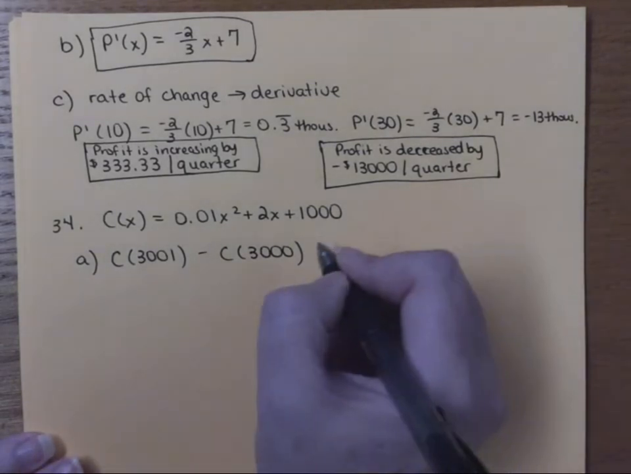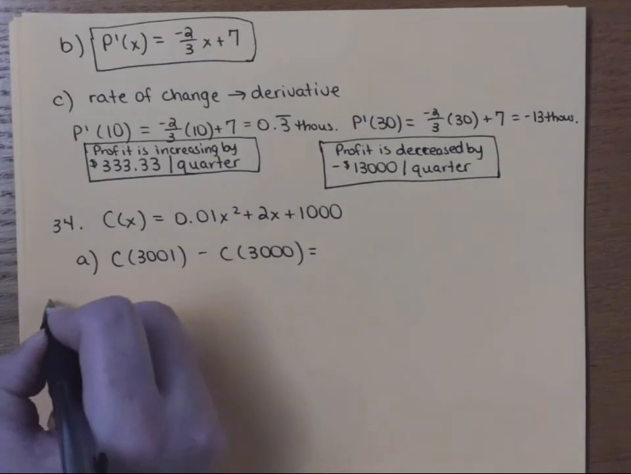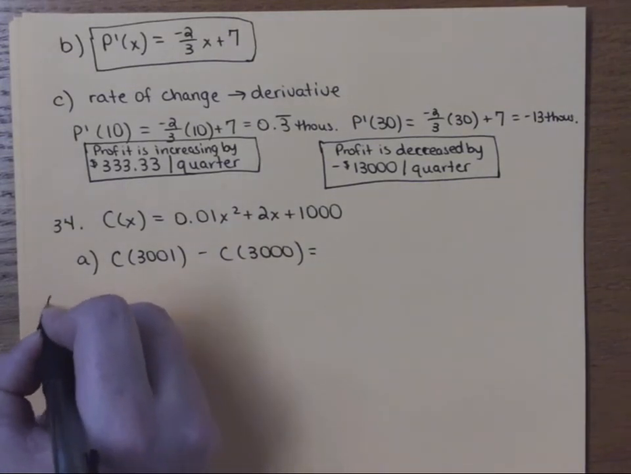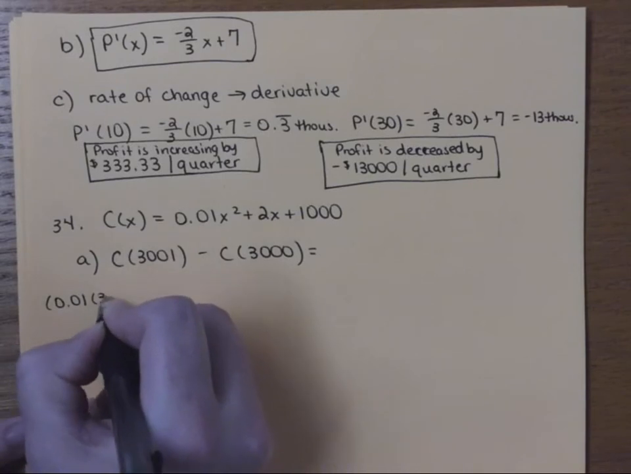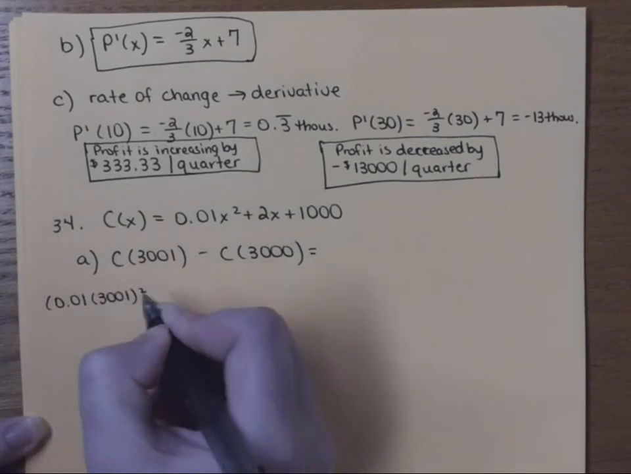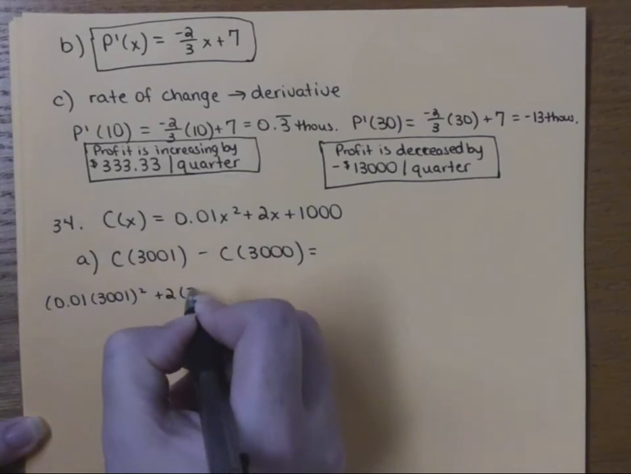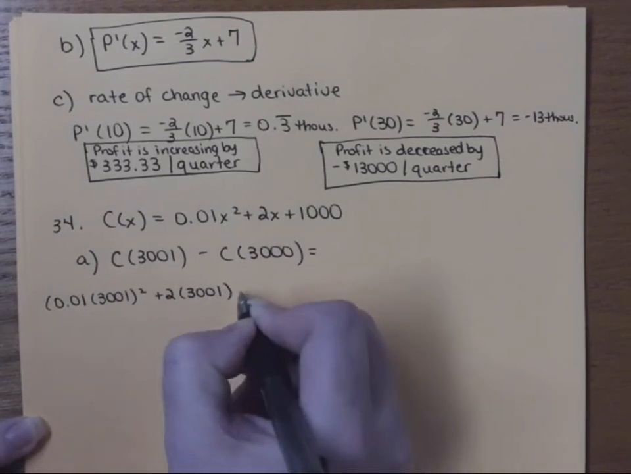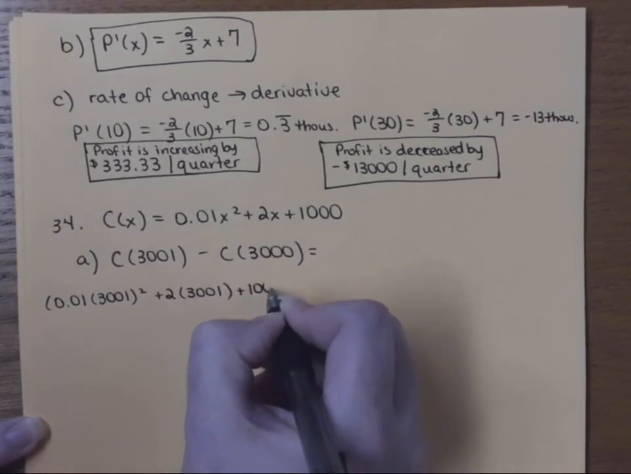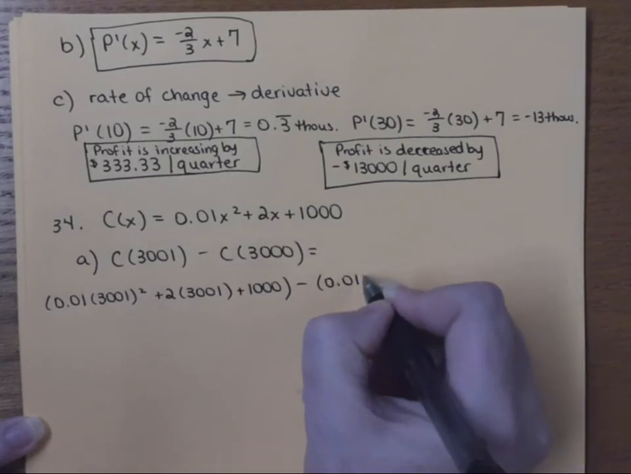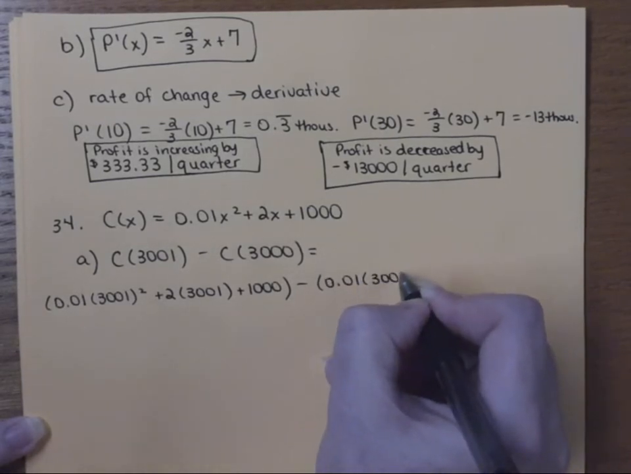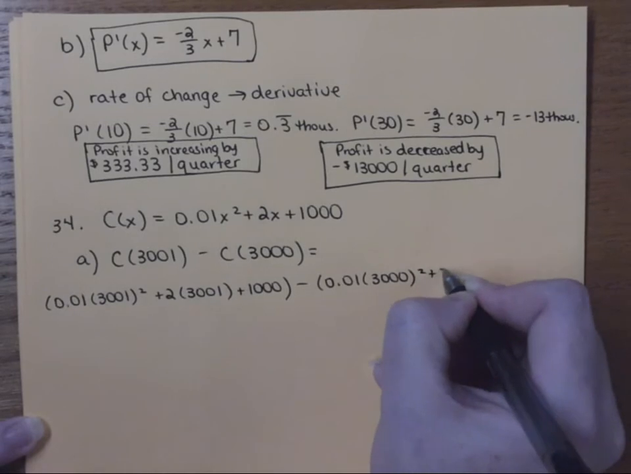Okay, so if you want to, you can work those off to the side, but I'm just going to plug them in. So 0.01 times 3,001 squared plus 2 times 3,001 plus 1,000, and then minus the same exact thing, but with 3,000 plugged in.